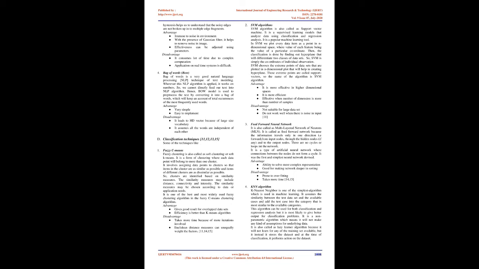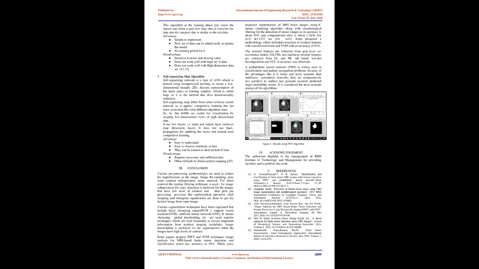The tracking process is controlled by hysteresis, which uses two thresholds, T1 and T2, where T1 is greater than T2. The tracking can only start at a point on the ridge that is higher than T1, and then the tracking continues in both directions from that point until the height of the ridge falls below threshold T2. This hysteresis helps ensure that noisy edges are not broken up into multiple edge fragments. Advantage: immune to noise in the environment. With the presence of the Gaussian filter, it helps to remove noise in the image. Effectiveness can be adjusted using parameters. Disadvantage: it consumes a lot of time due to complex computation. Application on real-time systems is difficult.